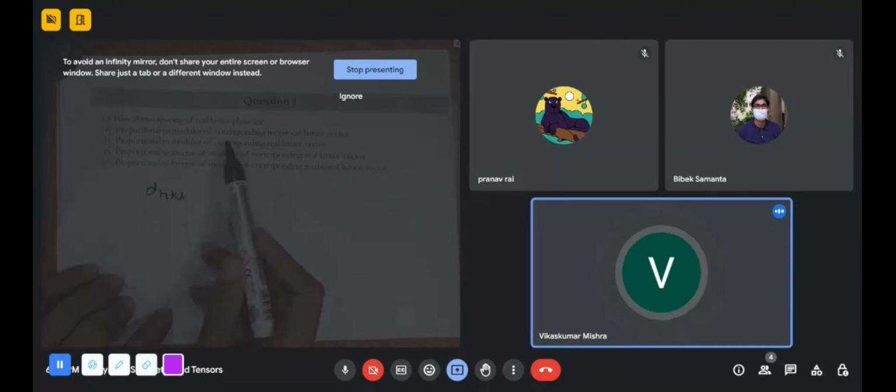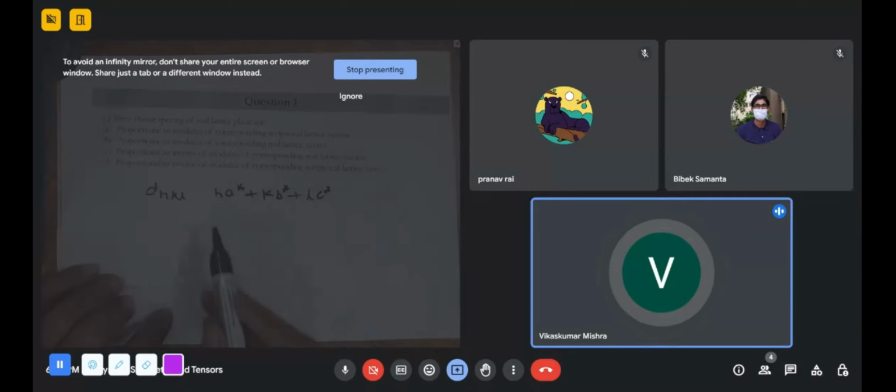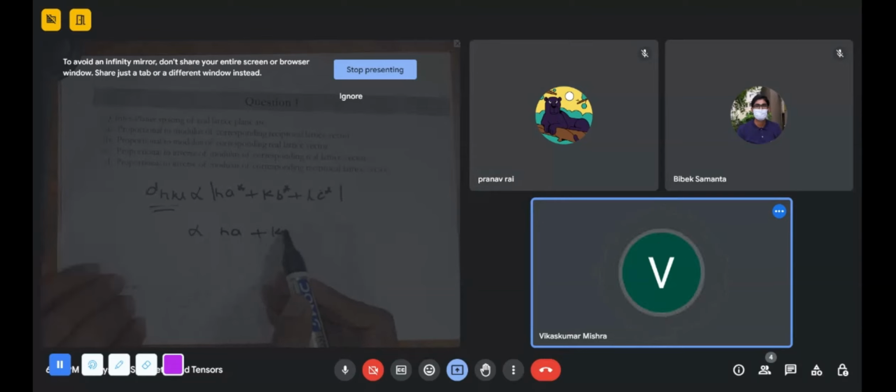proportional to the modulus of the corresponding reciprocal lattice vector, that is H A star, K B star and L C star, and their modulus. So they are telling that the interplanar spacing of a real lattice plane is proportional to this. This is the first option, and the second option is telling that it is proportional to the real lattice vector, that is HA plus KB plus LC.